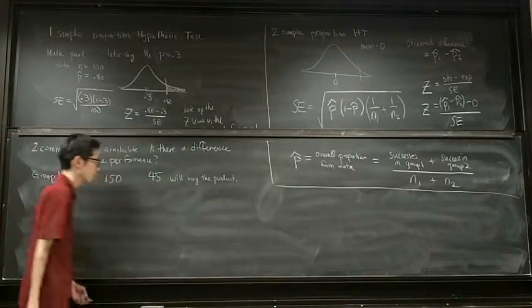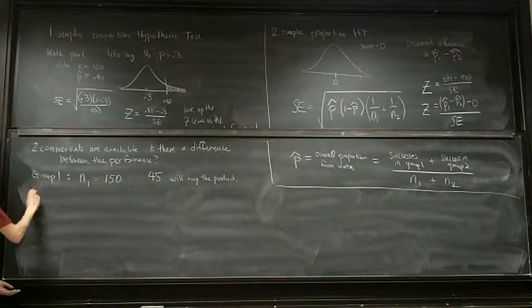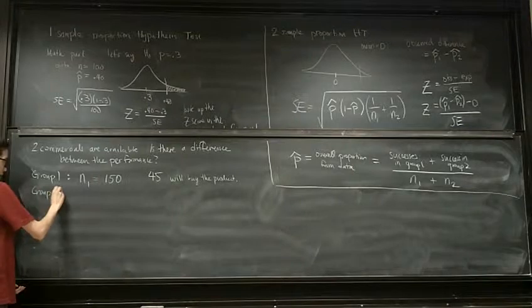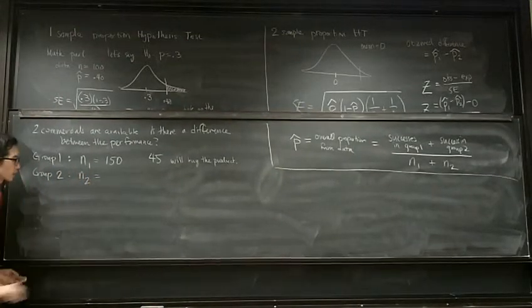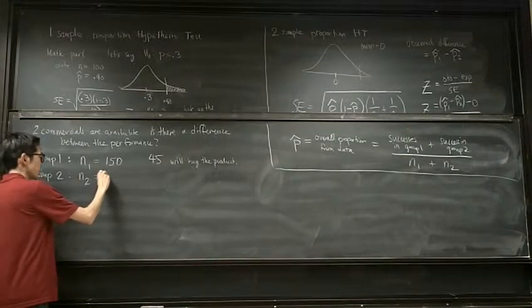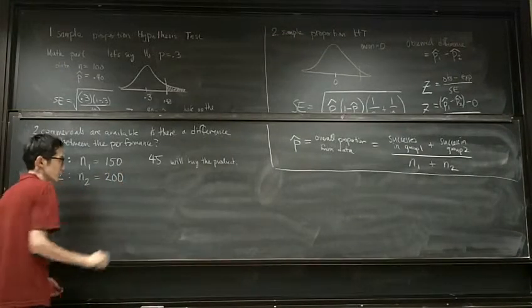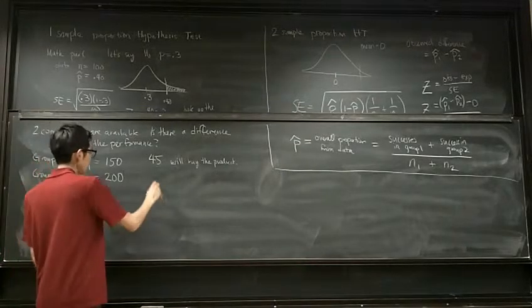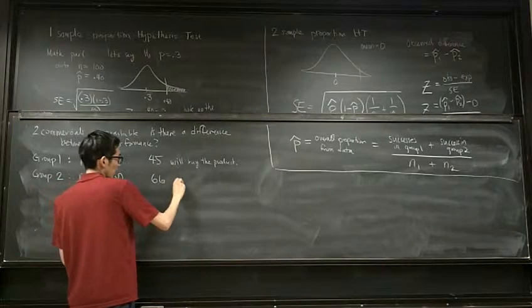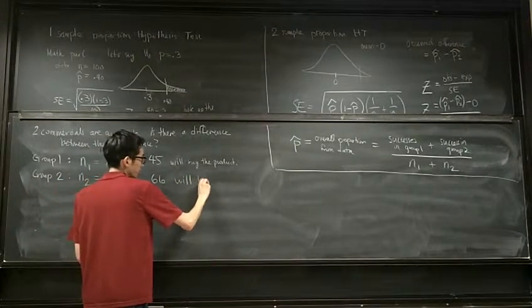Okay. Group 2 was shown the commercial, 200 people, and let's say 66 will buy the product.